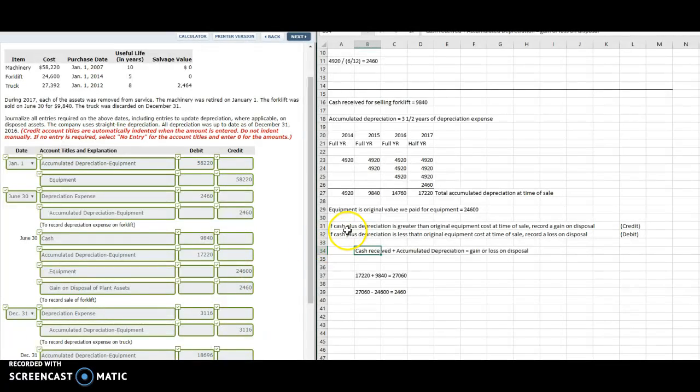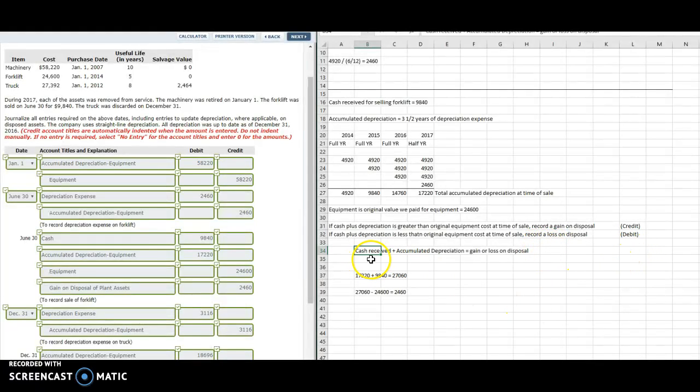And how we would determine that is if cash that we receive for the asset plus depreciation is greater than the original equipment cost at time of sale, we would record a gain on disposal or a credit. And if cash plus depreciation is less than original equipment cost at time of sale, we record a loss on disposal or a debit.